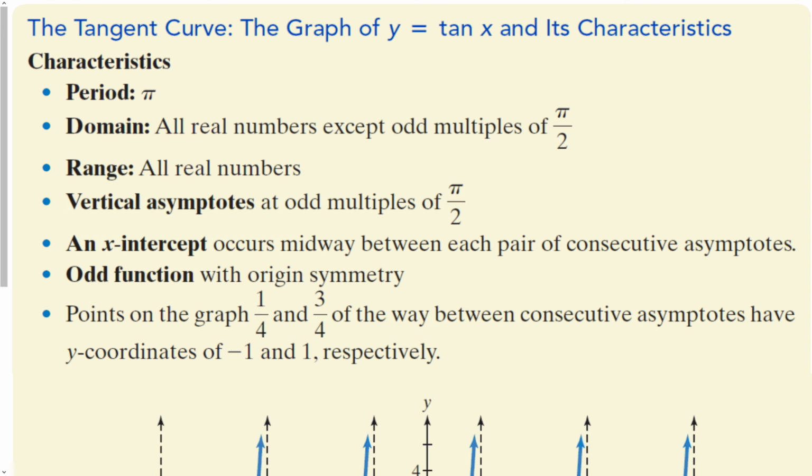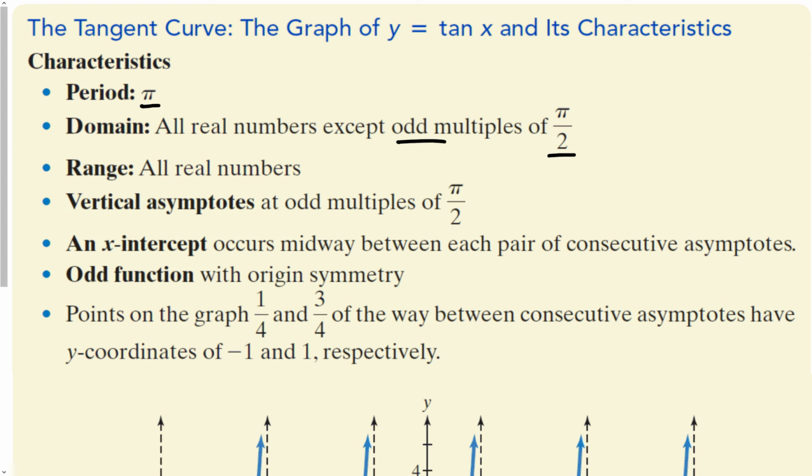Some other characteristics, again, repeated on here, is that the period is pi. The domain is all real numbers except for odd multiples of pi over 2, because once a period, the tangent function is going to be undefined. So that's pi over 2, 3 pi over 2, 5 pi over 2, 7 pi over 2, right? Okay. The range is not from -1 to +1 anymore. The range is all real numbers, right? And again, just like the domain, there's a vertical asymptote at every odd multiple of pi over 2.